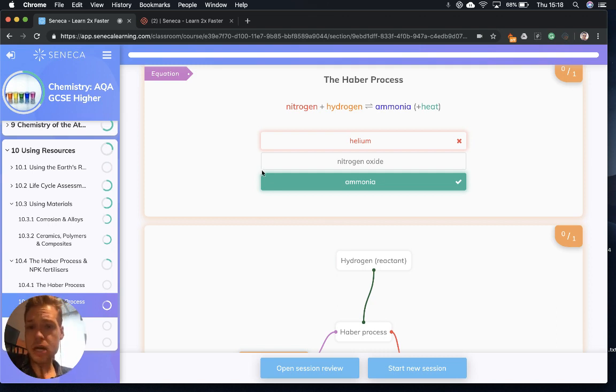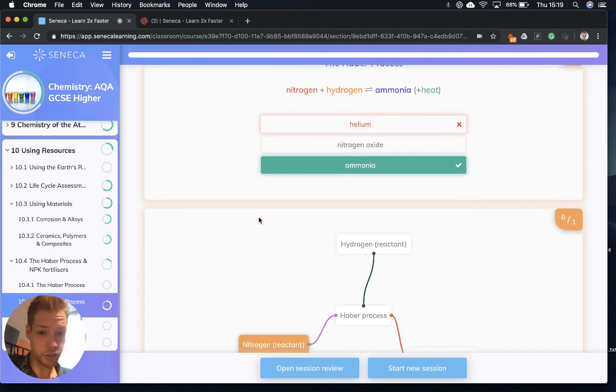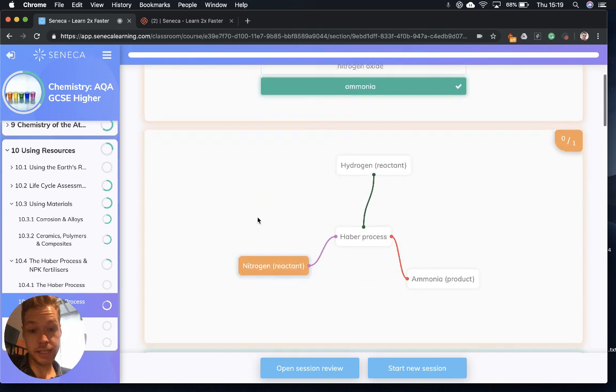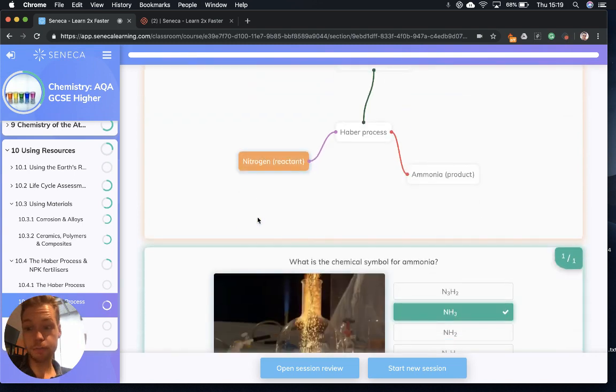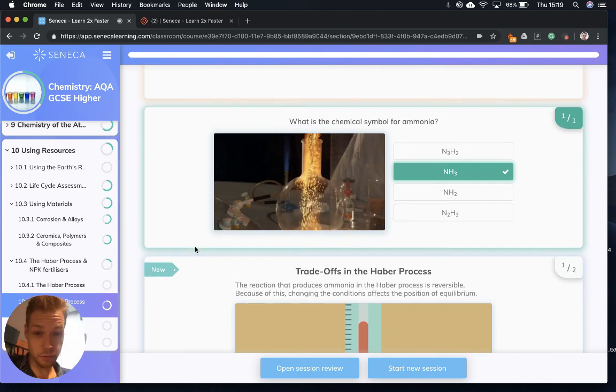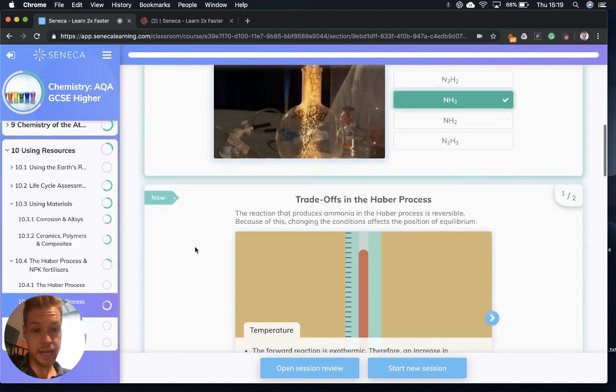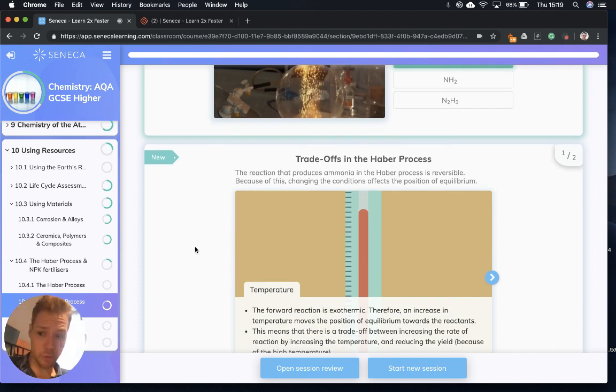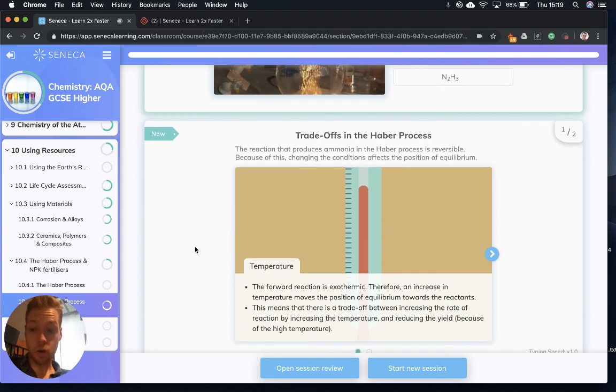Now, quick reminder, what's the equation for the Haber process? It's nitrogen plus hydrogen goes to ammonia, and some heat is produced too. And this reaction is reversible, so it goes both ways. Do you remember the chemical symbol for ammonia? That is NH3. Okay, so now we've had a very quick recap. Let's go on to talk about the trade-offs in the Haber process.